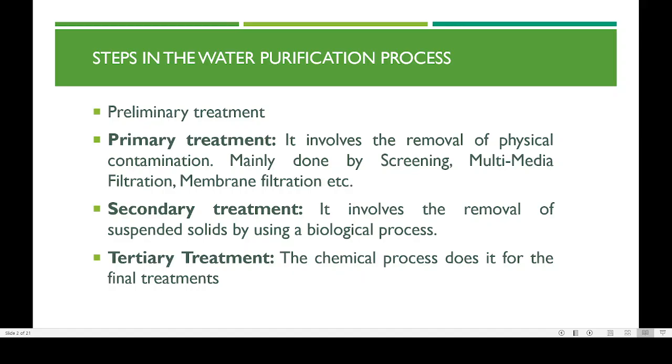Primary means the first level of treatment. Second, after that we are again treating, and tertiary is the more refined, last method of treatment, known by the name tertiary treatment. In more technical terms, primary treatment involves removal of physical contaminants, mainly by screening, multimedia filtration and membrane filtration. For example, if the water contains large particles, maybe some plastics or plant organic particles, all this has to be removed to make it pure for drinking. That approach is known by the name primary treatment.